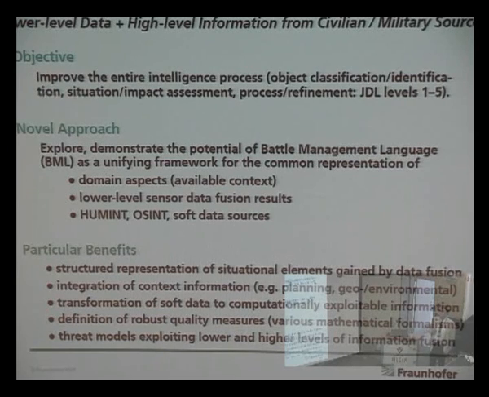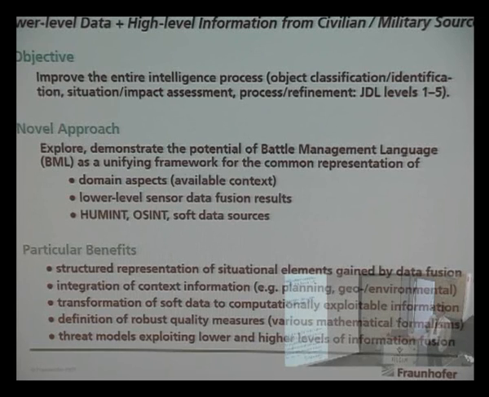Battle management language is a language which is used in the military domain. It is a language which has much smaller scope than natural language, and it's a language which can be understood by both human beings and computers, and that's the trick.